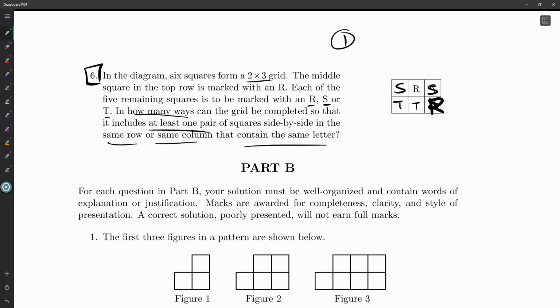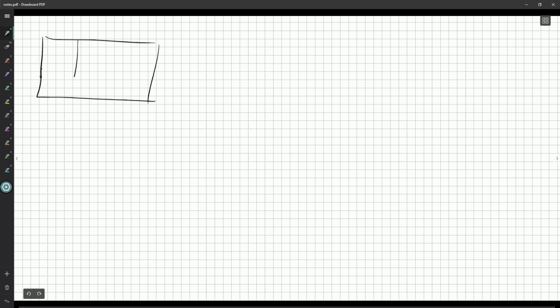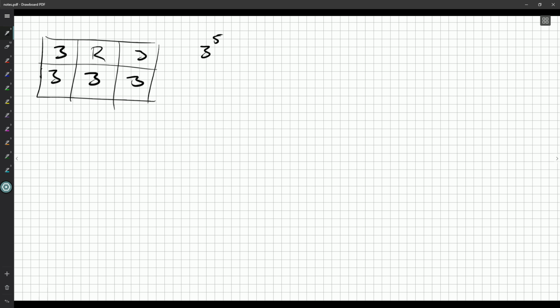Instead, what we can do, and this is a nice counting trick, is count the opposite and subtract that from the total. So here's what I mean. We know for a fact the R's got to be in the top middle. But then we've got 3 choices for the letter to go here, 3 to go here, 3 to go here, 3 to go here. 3 to the 5 different possible ways to fill in this grid, ignoring the conditions about pairs with the same letter or anything like that. There's 243 ways in total to fill in this grid.